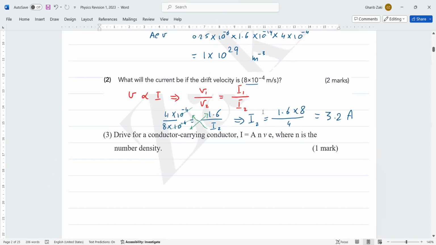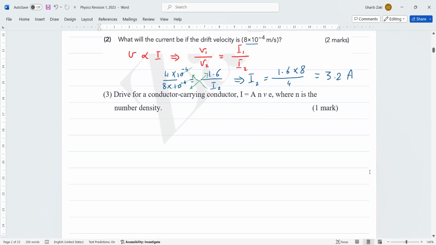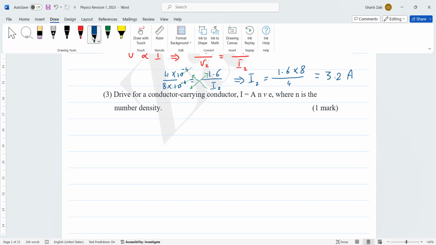Look at this question, please. Derive for a conductor carrying current, I equals ANVE, where n is the number density. Let us derive this. So the answer of this part is the derivation.